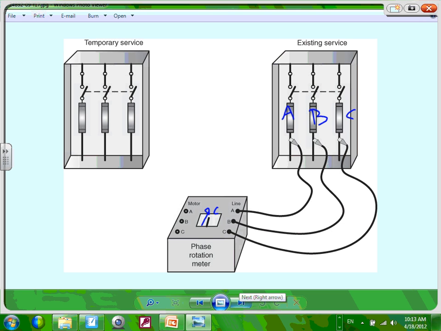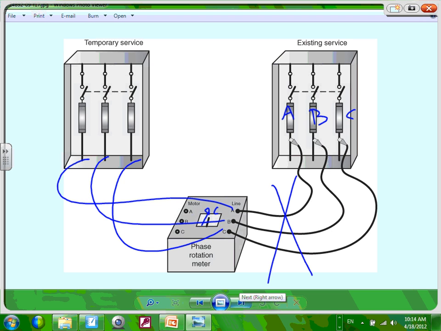If you flip any two phases, it becomes B, A, C. Okay, so here's the first thing. The second one you're going to do, Chris, is grab this one here, and grab this one here, and this one, put it right here. After you take them from here, take them to the other side, and energize again.